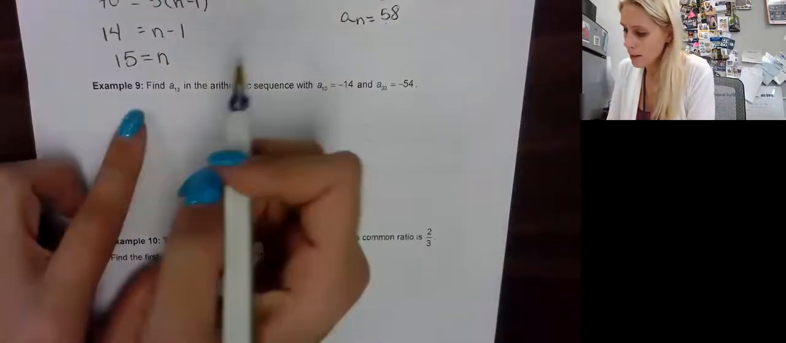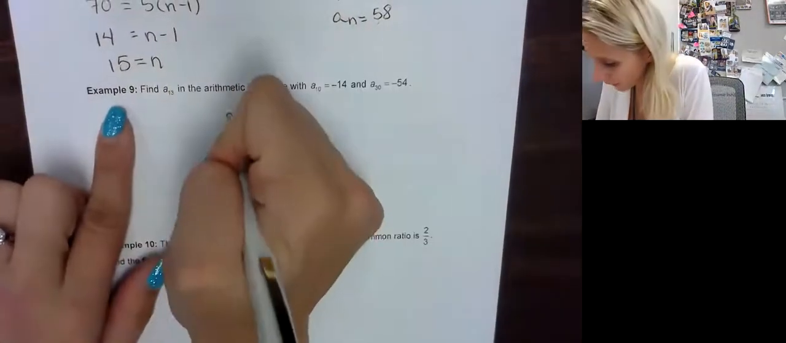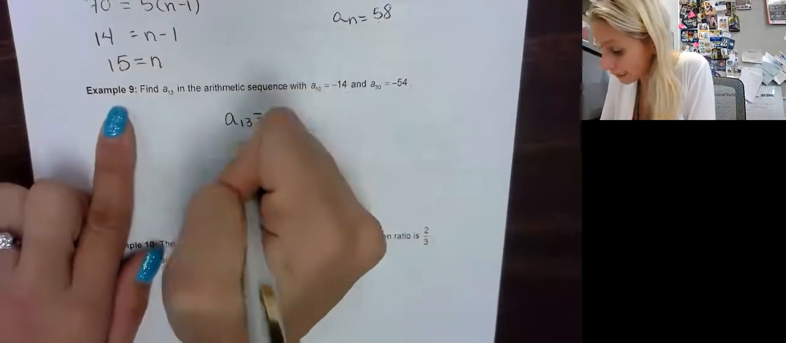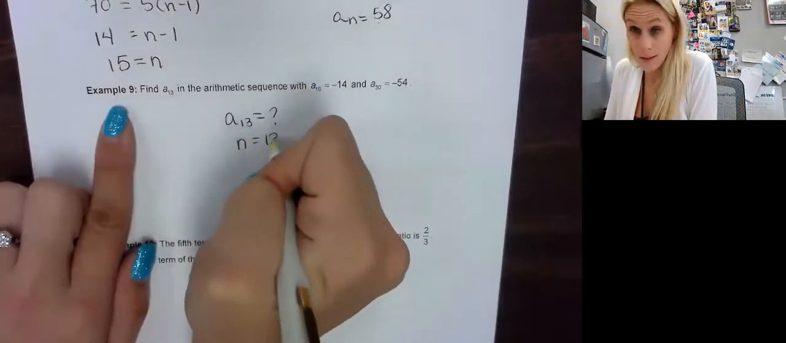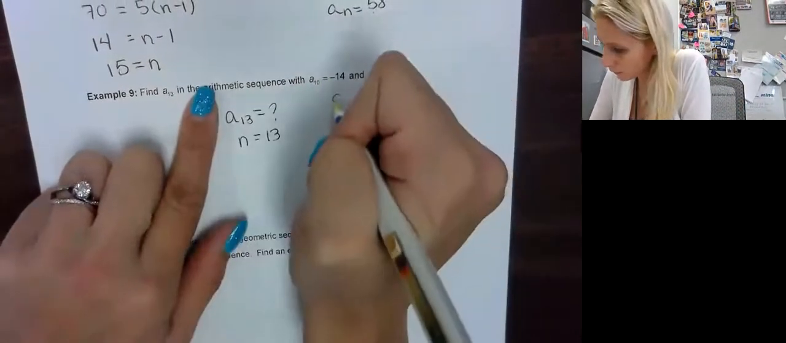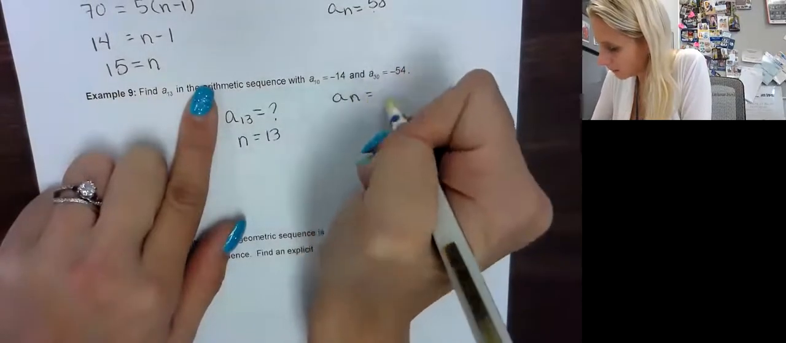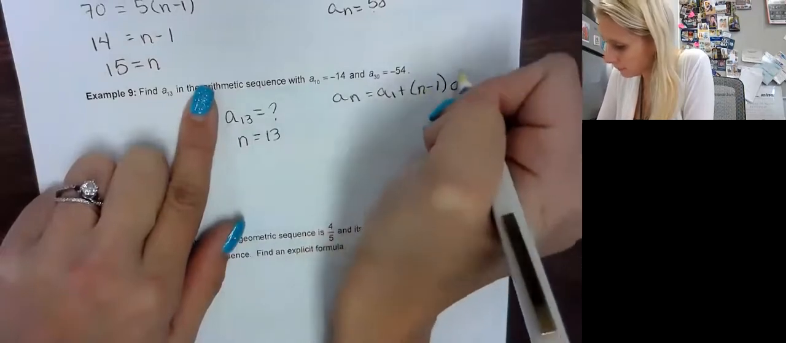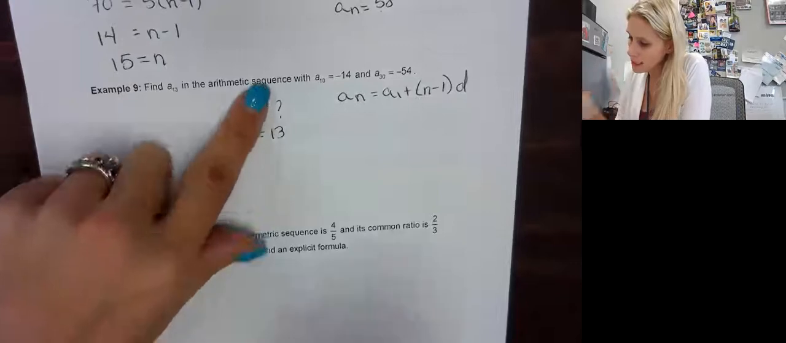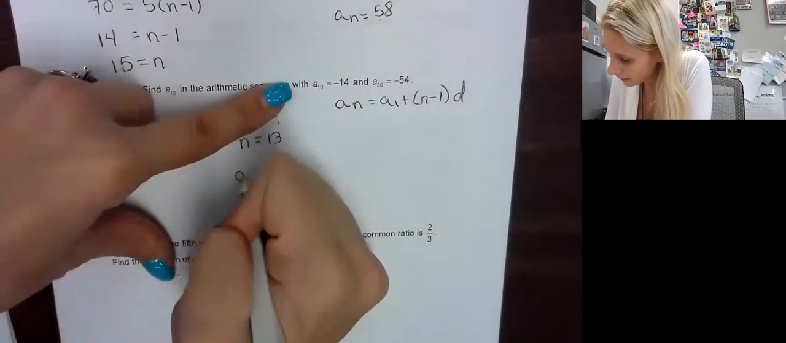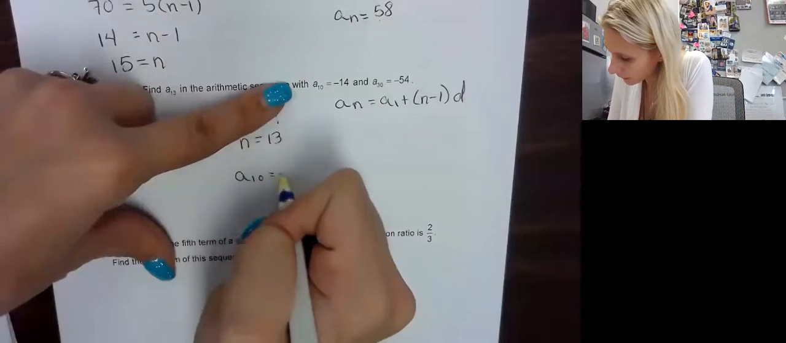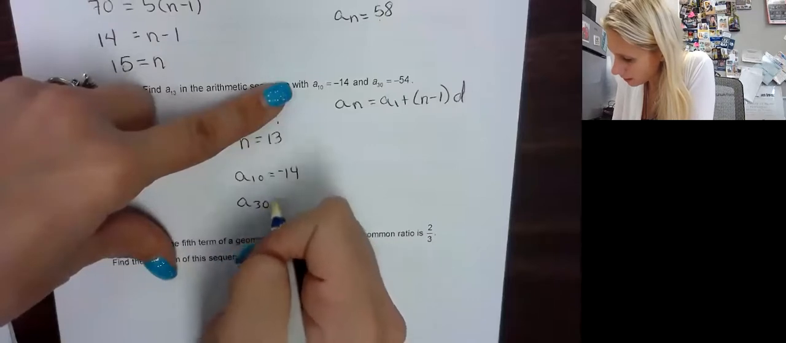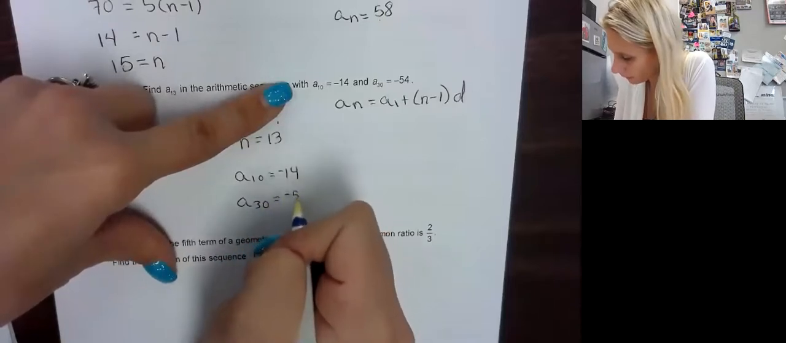This is another one. Find the value. So we're finding a subscript 13, which means n is 13. Arithmetic, so a subscript n equals a subscript 1 plus n minus 1 times d. In the arithmetic sequence, a subscript 10 equals negative 14 and a subscript 30 equals negative 54.